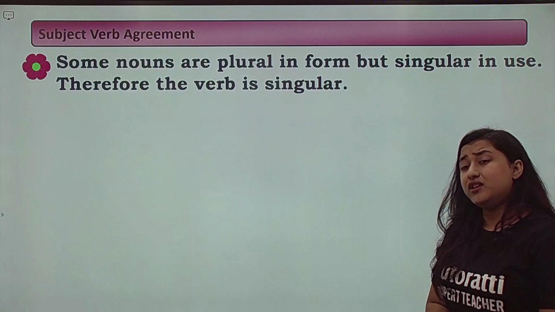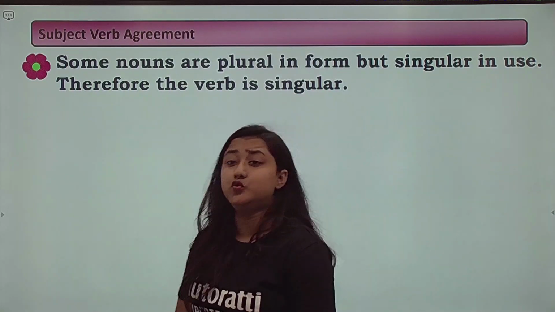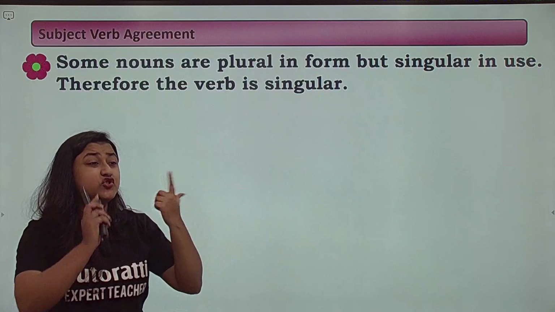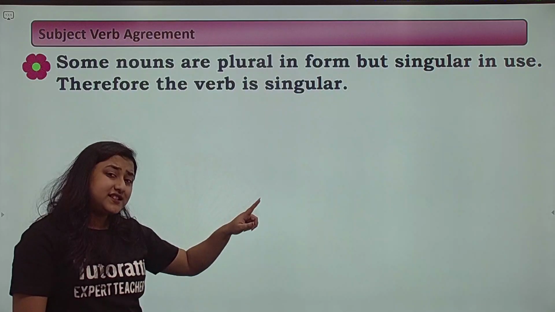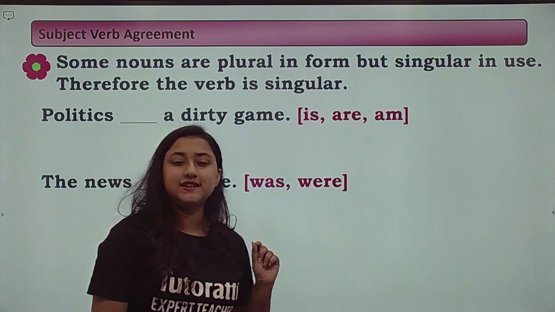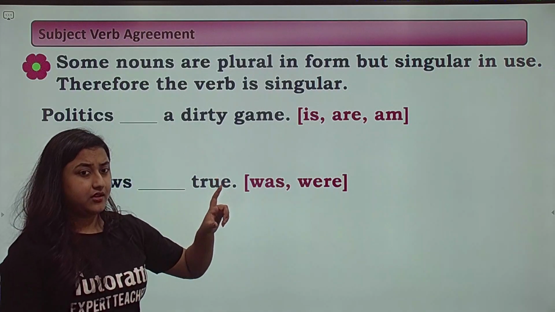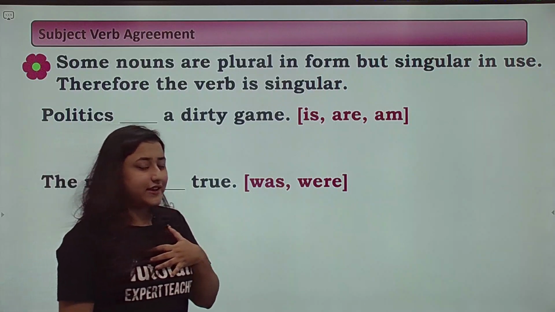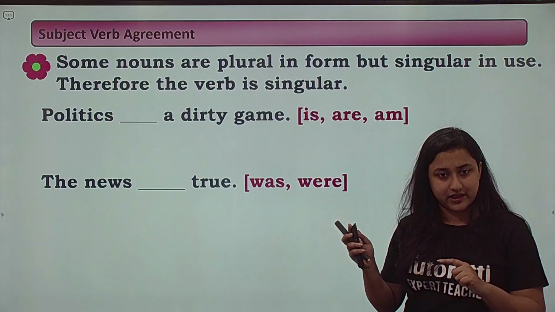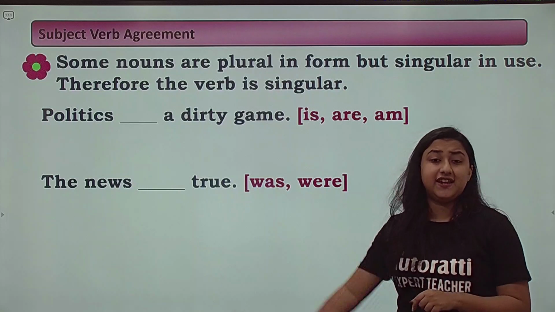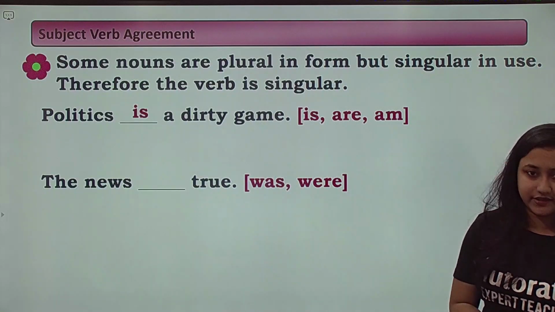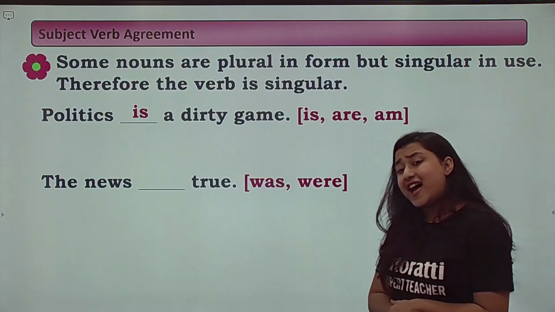Some nouns are plural in form but singular in use. Now what do we mean by this? Some nouns are plural in form. In form means वो सुनने में plural लगता है, but the usage is singular. Alright, let's see an example. Politics dash a dirty game. Now the word politics, it has an S, right? बचपन से हमको सिखाया गया है that whenever there is an S in the sentence, it is plural. So politics सुनने में plural लगता है. Politics, it sounds plural, but actually it is a singular noun. So we'll use the singular verb, students. Politics is a dirty game. Okay, the news dash true.